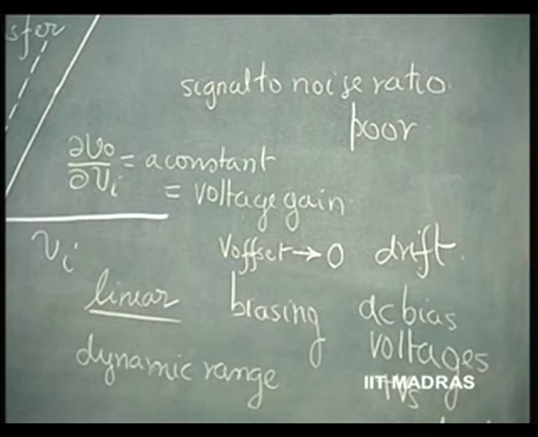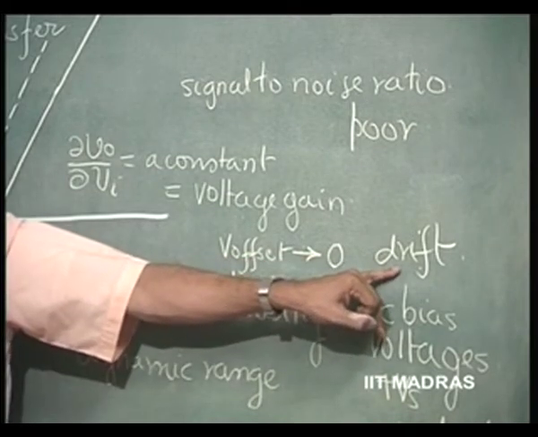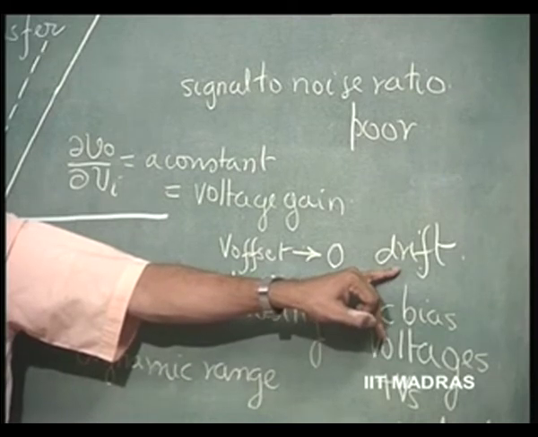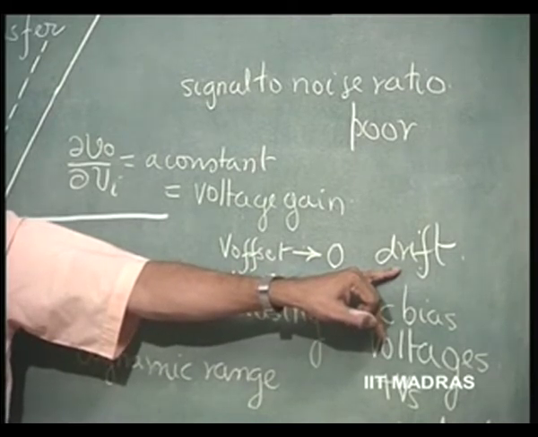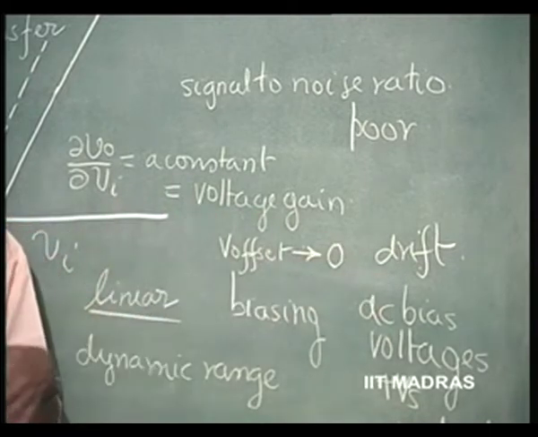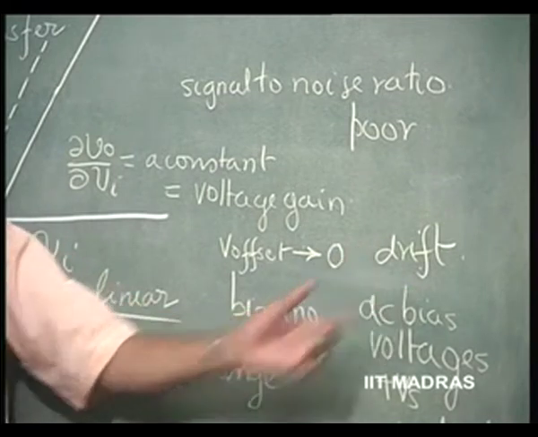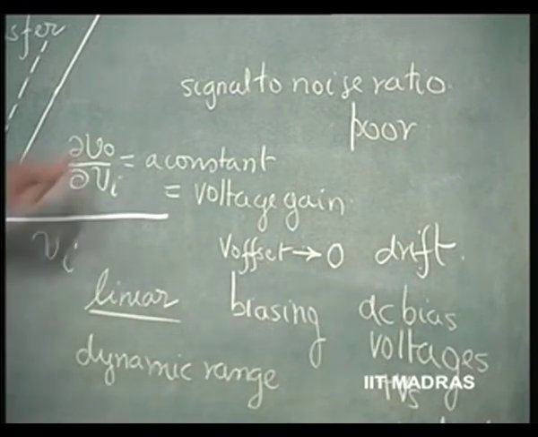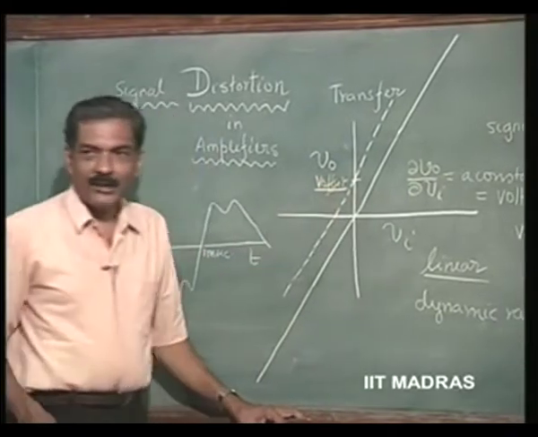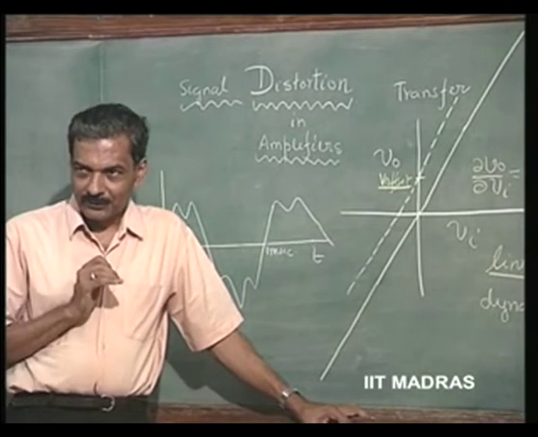This is particularly so in very low frequency amplifiers. In high frequency amplifiers, the drift being a low frequency component, we can isolate it using decoupling capacitors. Whereas, in low frequency amplifier, since the signal itself is of low frequency, it mixes with what is caused by drift and results in signal to noise ratio getting deteriorated within the amplifier. So, this offset has to be necessarily made 0 and kept around 0.